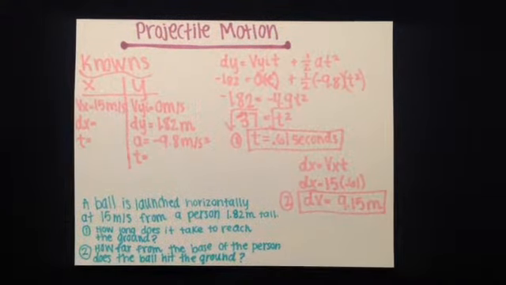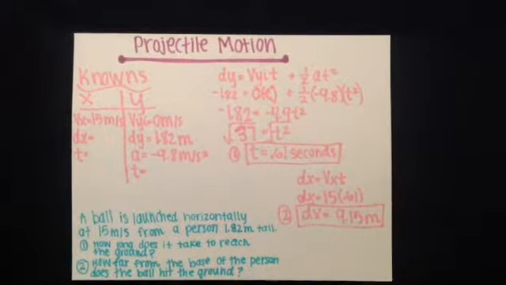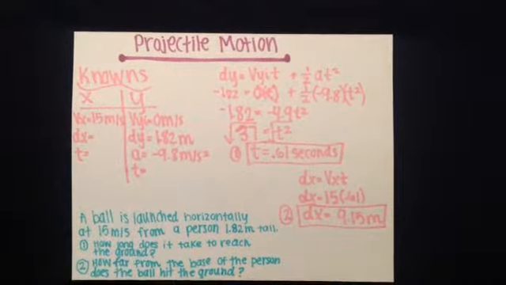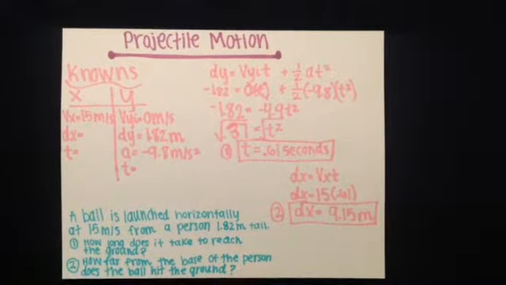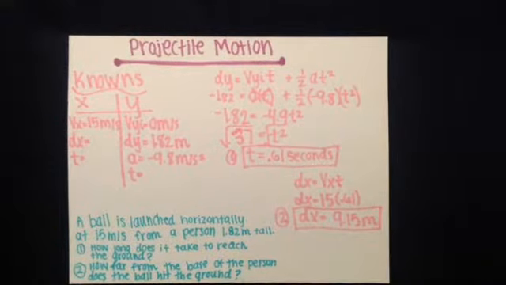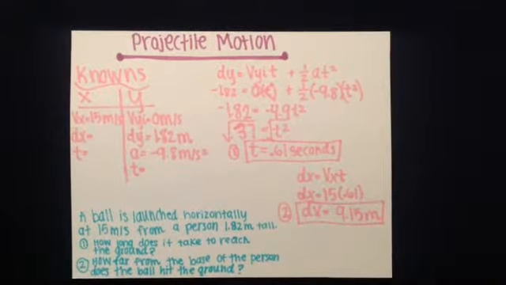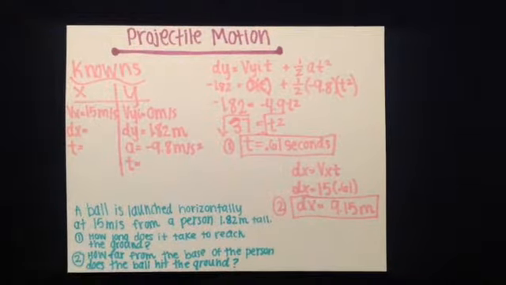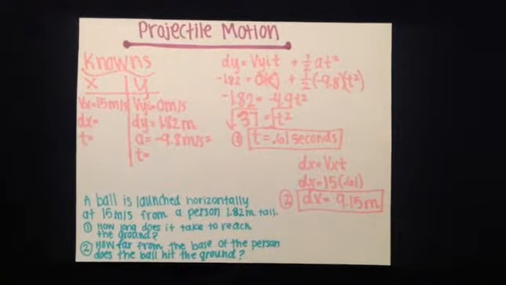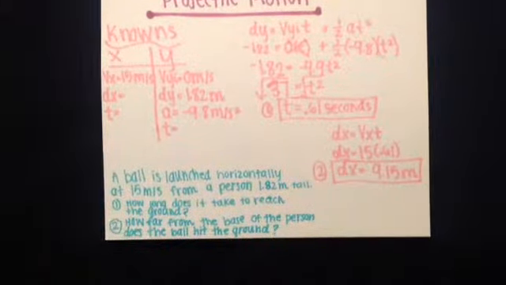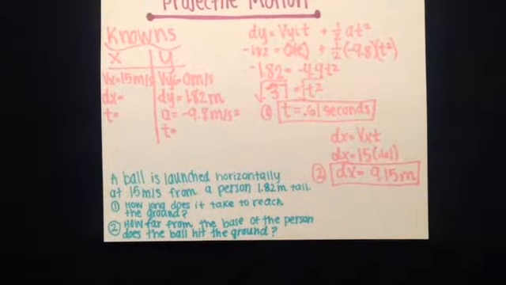On the X side, we have 50 meters per second for the horizontal velocity, and we have to find the horizontal distance and the time. On the Y side of the chart, for the initial vertical velocity, we have 0 meters per second, and for the vertical distance, we have 1.82 meters, and the acceleration is negative 9.8 meters per second squared, and we also have to find the time. In order to solve the problem, we have to plug our values into the equation.